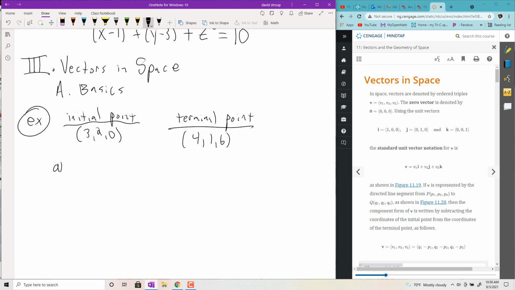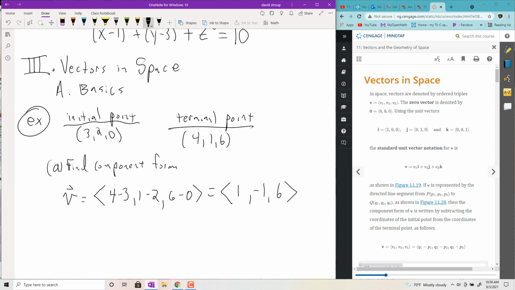So for A, find component form. All right, let's give it a name. We'll call it vector v, and get our weird angle brackets. It's terminal minus initial, so 4 minus 3, then 1 minus 2, and then 6 minus 0. So you just have 3 components instead of 2. It's no big deal. 1, -1, 6 is the component form.